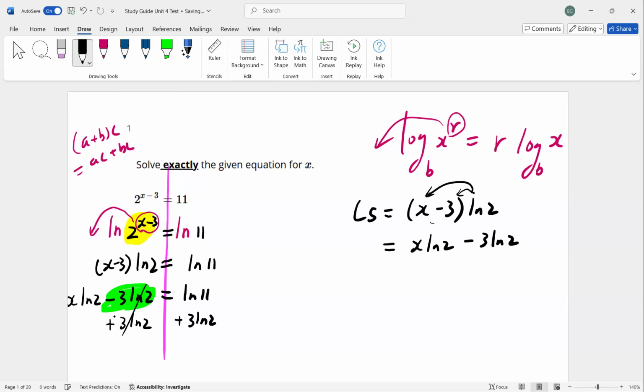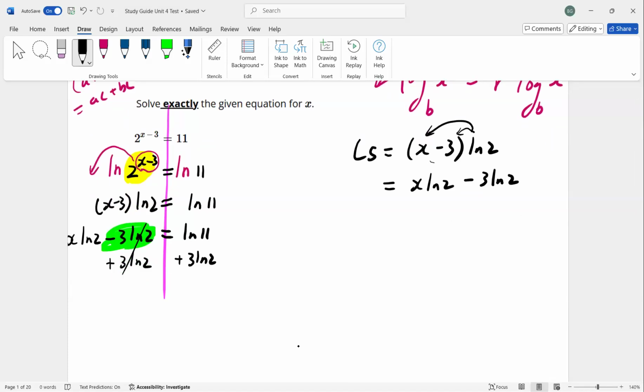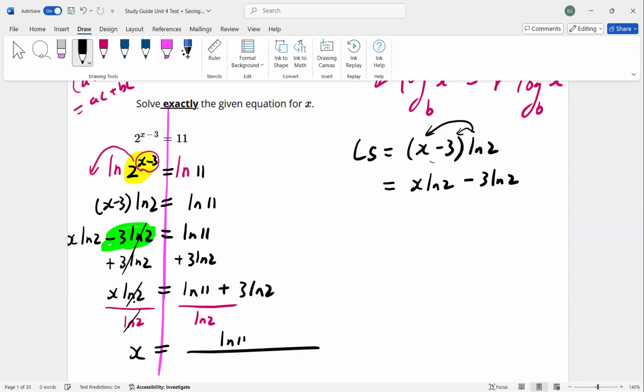Negative, positive, cancel. And the left side now only has x ln2. The right side now we have ln11 plus 3 ln2. Almost there. ln2 is a number, again, it's the coefficient of x. So to isolate the x on the left side, we need to divide each side by ln2. ln2 over ln2 is 1, so on the left side we have x. On the right side we have ln11 plus 3 ln2 over ln2.